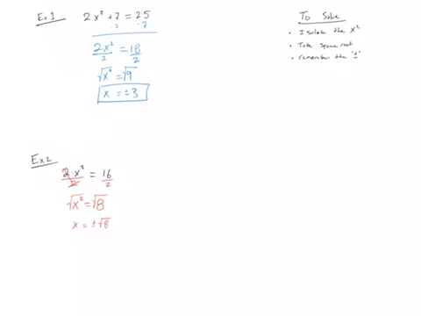I'm leaving it as the square root of 8 because 8 is not a perfect square. However, I'm remembering that 8 is the same thing as 4 times 2. And I picked 4 times 2 because 4 is a perfect square. So I could write the square root of 8 as the square root of 4 times 2, or the square root of 4 times the square root of 2. And the square root of 4 comes out to just be 2, so this is 2 square roots of 2. So x is equal to the plus or minus 2 square roots of 2.